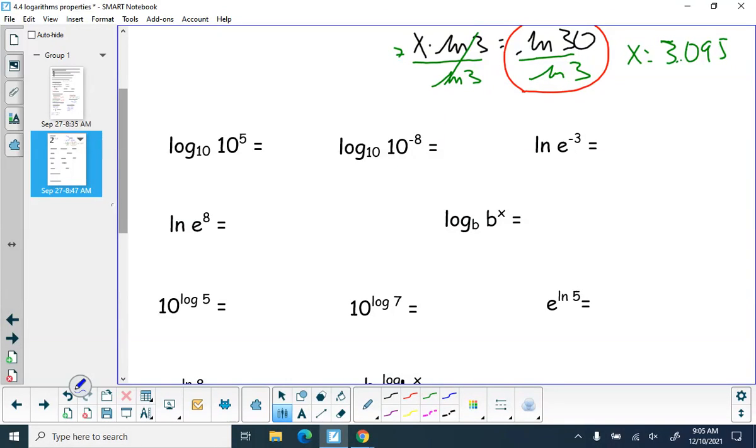What should happen, since I have both bases that are equal, I should get a value of 5. Or we can move the exponent out front, 5 log base 10 of 10. When these two things are equal, this gives me a value of 1, which gives me a value of 5.